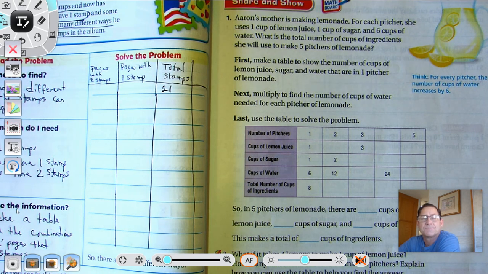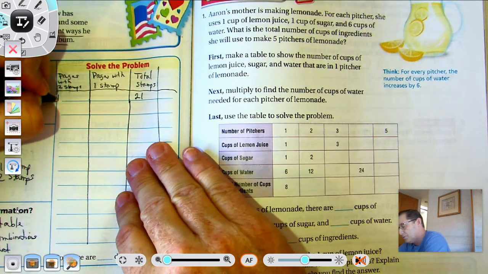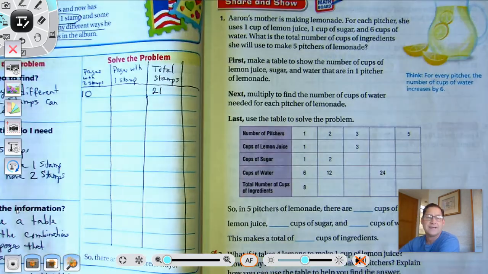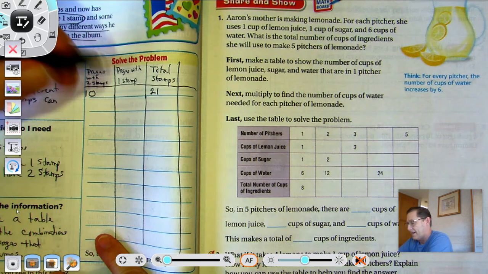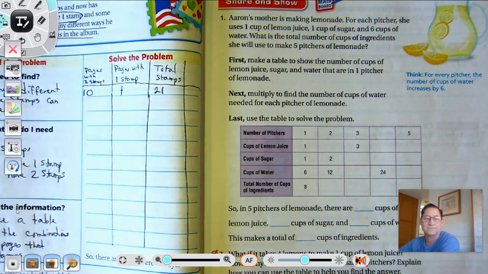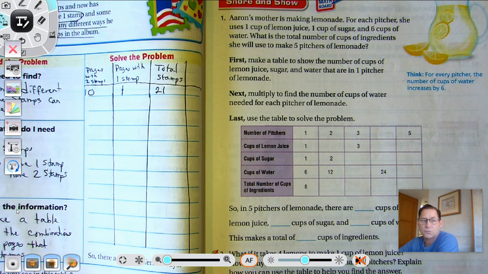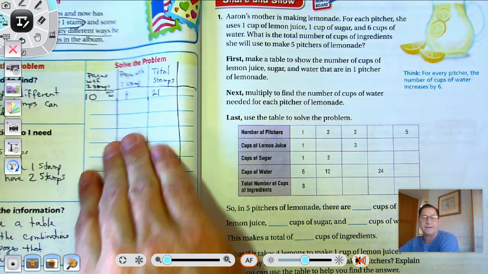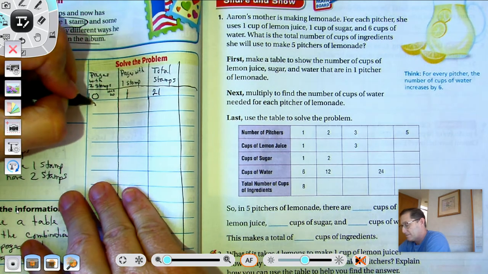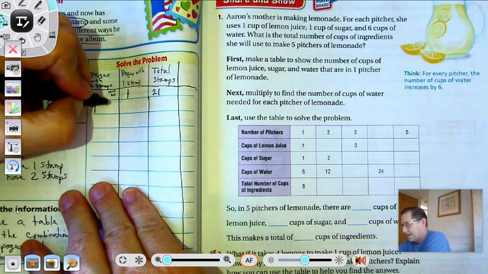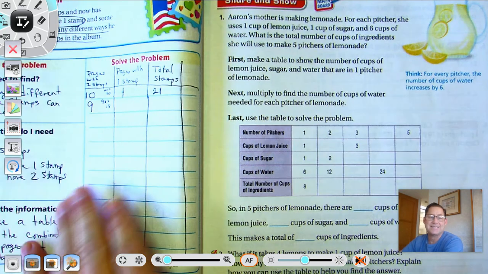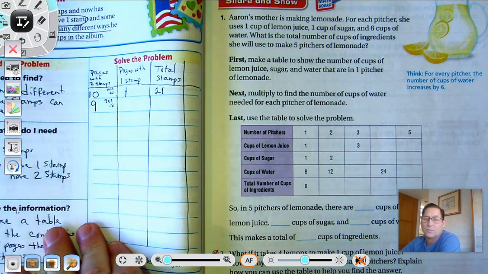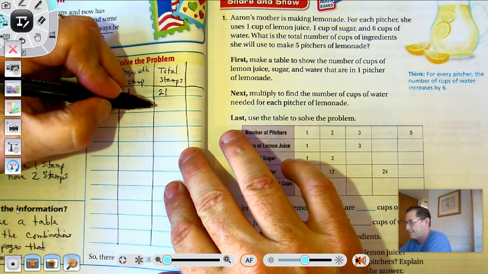So let's see. 10 times 2, 10 pages of 2, and I'd have 1 page of 1. 10 times 2 is 20. 20 plus 1 is 21. So we can keep track of that by saying 10 times 2 is 20. 9 times 2 is 18 stamps. 18 plus what is 21? 3.